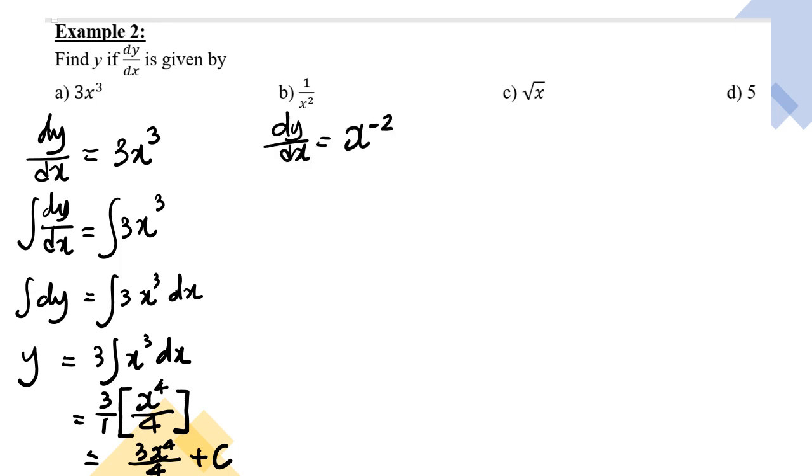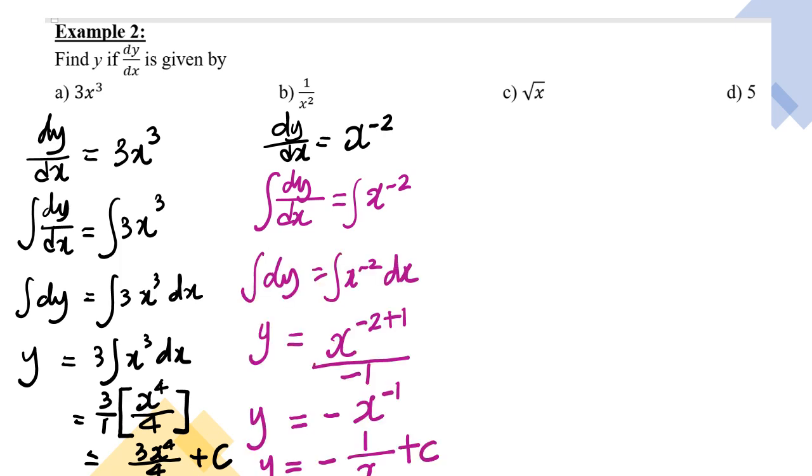Okay, look at part B. The first step for part B is to express 1 over x squared as a negative index, x to the power negative 2, introduce the integration sign, multiply by dx on both sides, and then carry out the rules to integrate x to the power of negative 2. So negative 2 plus 1 is negative 1, so divide by negative 1. You get minus x to the power negative 1. Then you convert x to the power negative 1 into positive form, which is negative 1 over x, and always plus a constant c.